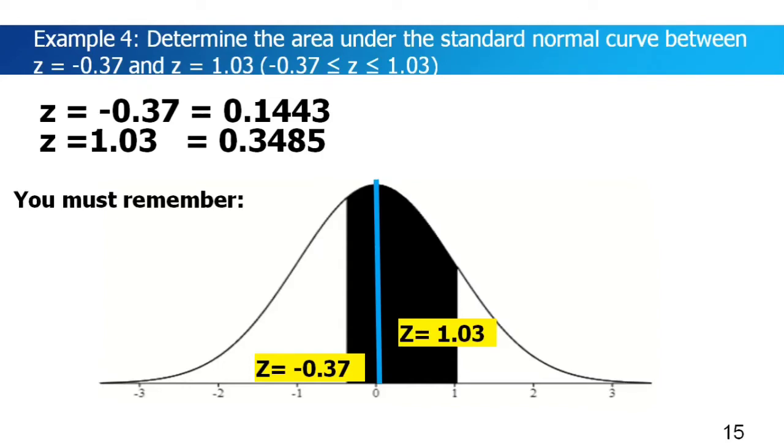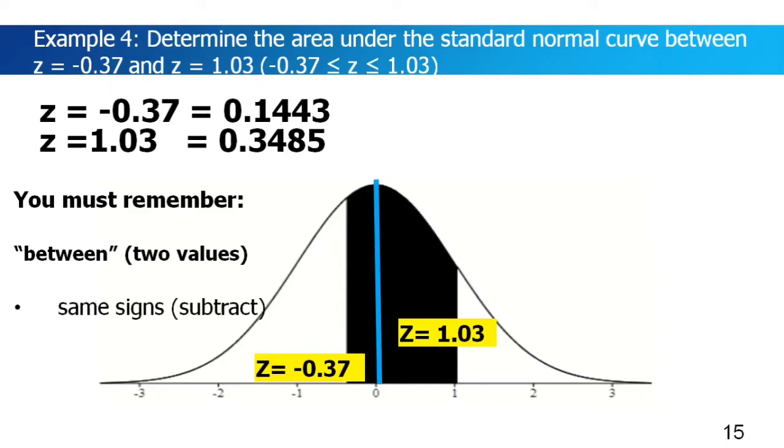We must remember that if the problem states "between two values," we have to consider the signs and the operations that we're going to use. If we have the same signs of our Z values, we are going to subtract the two values. If we have different signs of the two values, we're going to add the two values. So this time, since we have a negative and a positive value of our Z, then we're going to add our two areas.